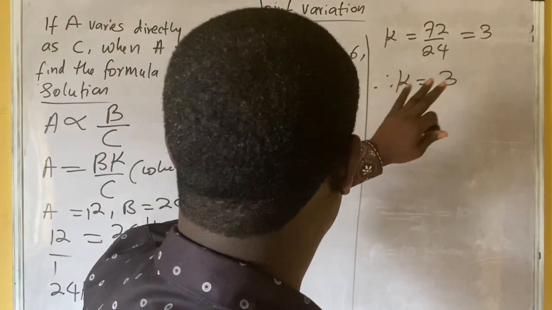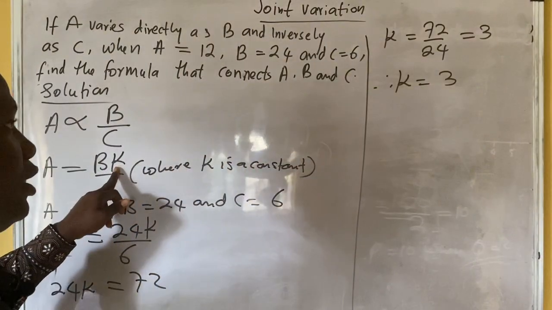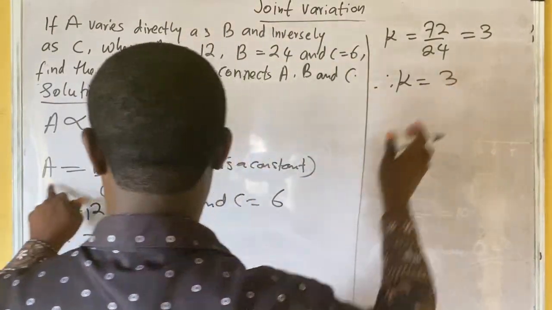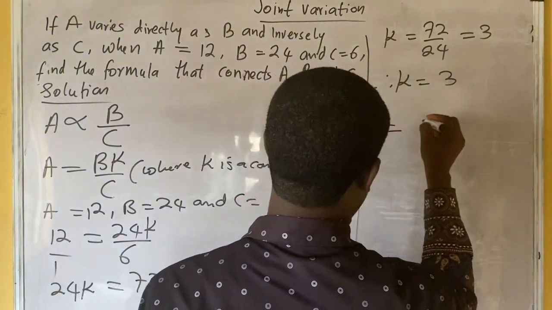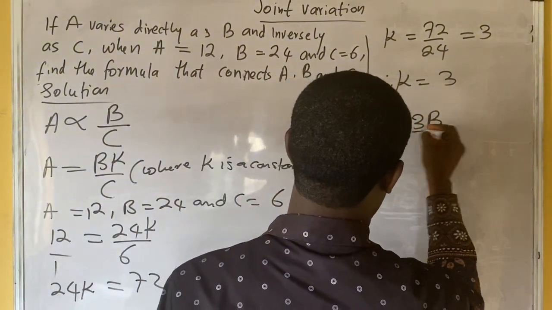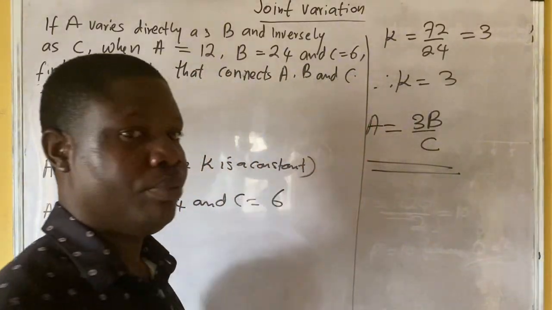For us to find the formula that connects A, B, and C, we need to replace our K by 3 in this equation. So that will give us what? Our A is equal to 3B over C. So this is the formula that connects A, B, and C.